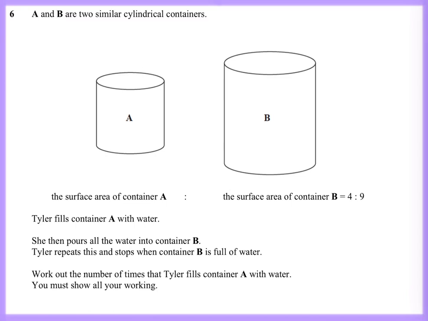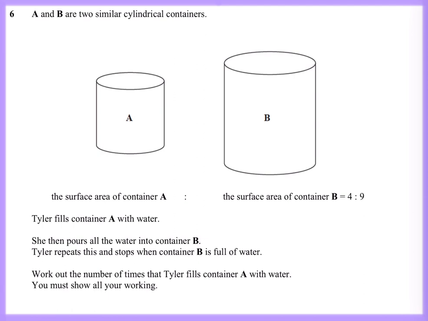Here is a good question on similar shapes. Two shapes are said to be mathematically similar if one of them is the enlarged version of the other. They could be 2D shapes or 3D solids, like in this case. So let's go ahead and solve this question. This one's actually 4 marks, so it should take us about 4 minutes to solve it.